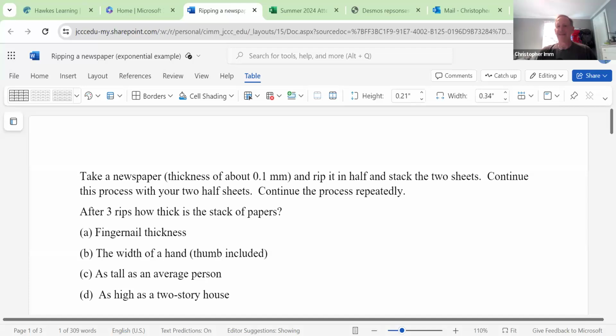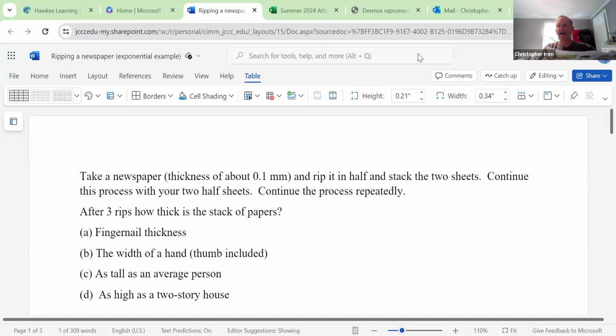In this video, we're going to be talking about exponential functions and exponential growth. So look at this newspaper. I have a newspaper here. The thickness is about 0.1 millimeter, as you see on the screen. And I'm going to take this newspaper and rip it in half, as so. And I'm going to stack these two on top of each other.